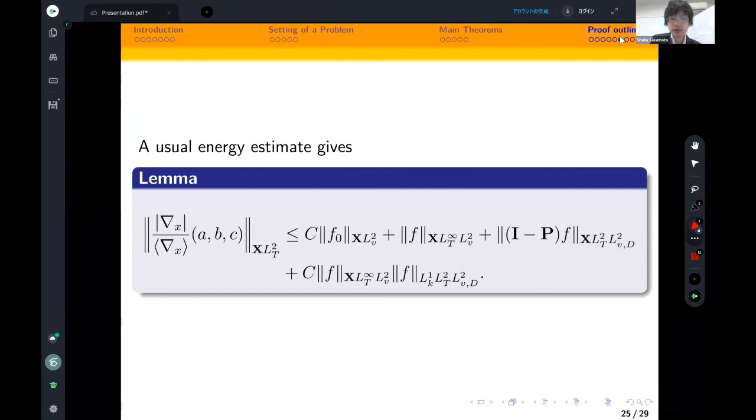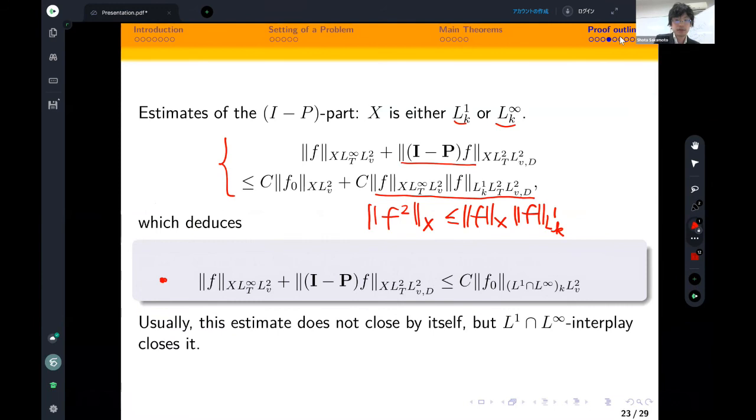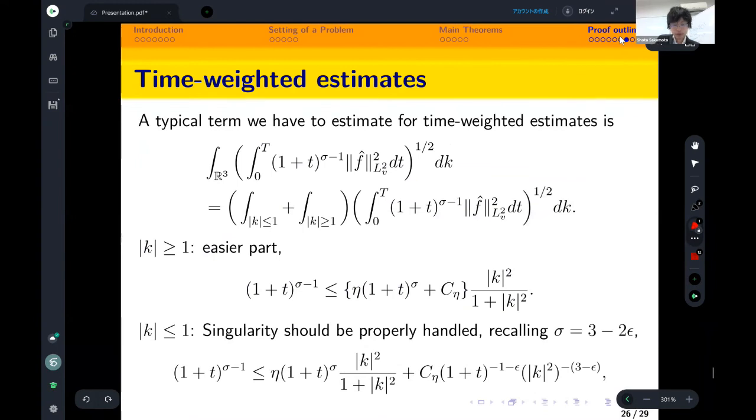We can see that the energy part and the dispersion part for I minus P was already bounded by the previous estimate, this one. And this part is also nonlinear, so it will be bounded later. Finally, if we want to consider the time weighted estimate, we have to consider something like this. By partial integral with respect to time, we lose minus 1 for the weight. And we decompose this integral into two parts.